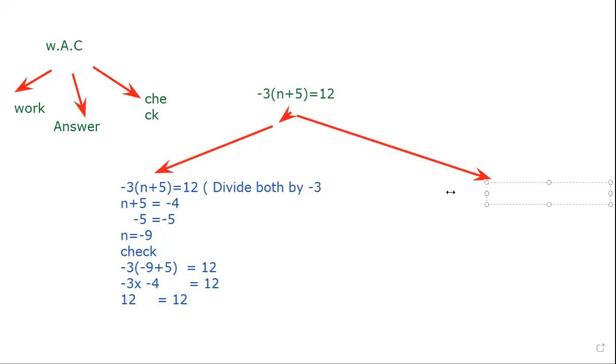What about the second method? Is there anyone who can tell me how we can solve this one another way? The question was negative 3 and then a parentheses n plus 5 equal 12. Who can tell me another way to answer this question? We're gonna put the negative 3 inside the brackets. Thank you, which means you are going to distribute negative 3 over the parentheses, right? This is what you mean?